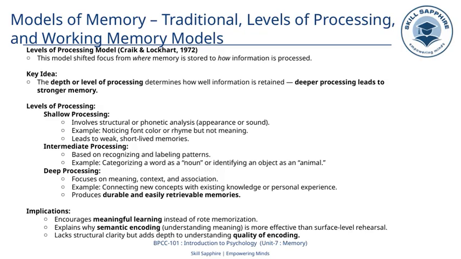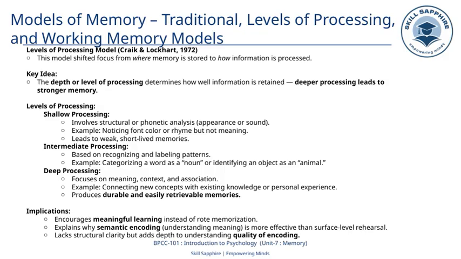First, we have shallow processing. This involves analyzing the structure or sound of the information, like noticing the font color or whether a word rhymes, but not really paying attention to its meaning. Because of this, memories formed at this level tend to be weak and short-lived. Next is intermediate processing, which is a bit deeper. It involves recognizing patterns and labeling them, such as categorizing a word as a noun or identifying an object as an animal. This level helps create a more meaningful connection, but isn't as deep as what comes next.